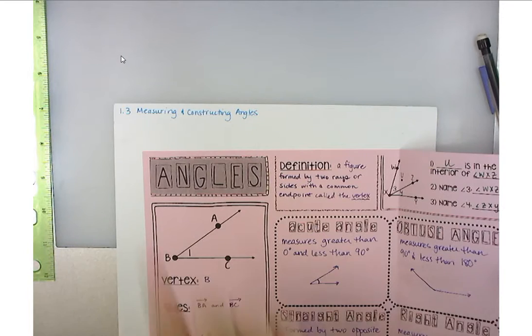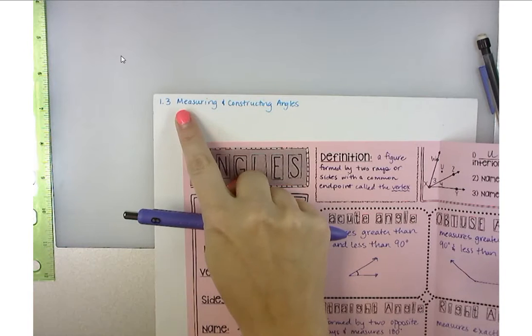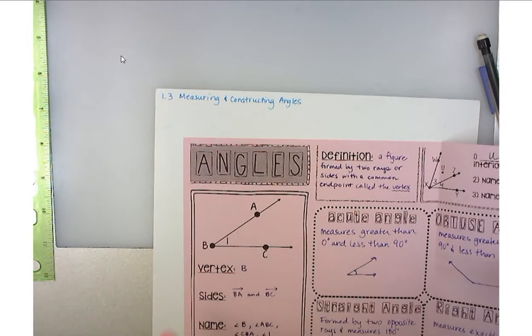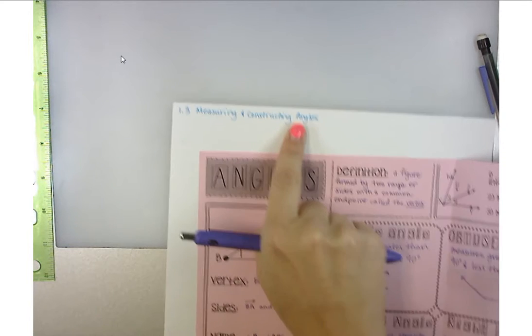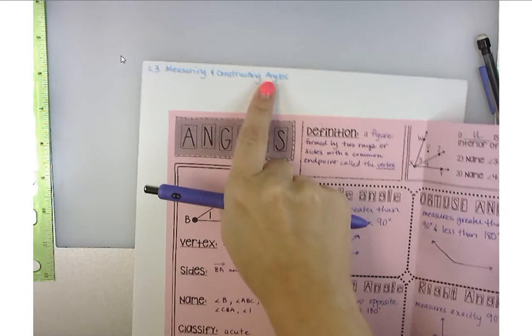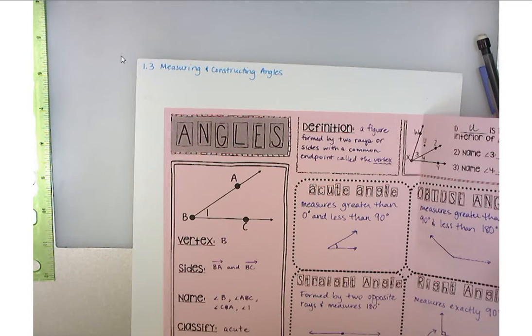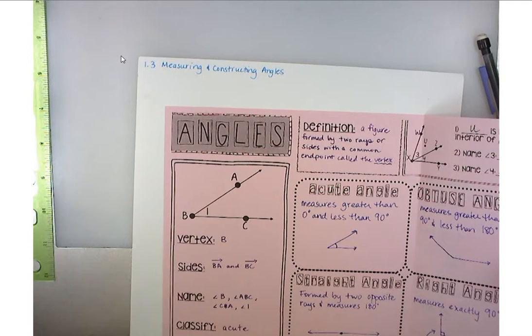This is for section 1.3. So this is going to be a new page in your interactive notebook. And 1.3 is called Measuring and Constructing Angles. This part we already did in class. So I'm just going to go over what we talked about for the students that were absent.